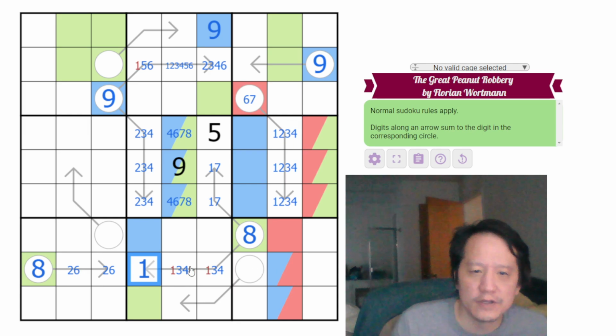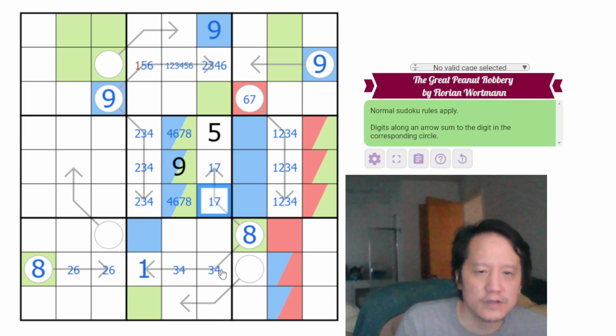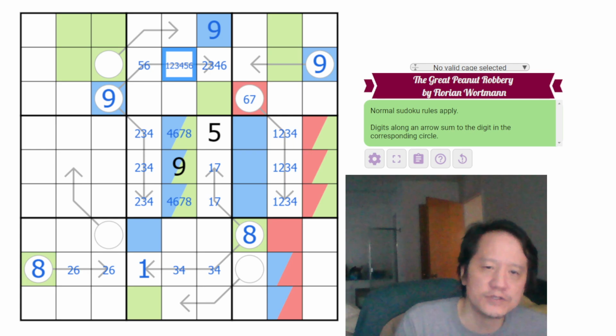Right, so that's 1. Neither of these can be 1. This can't be 1. This is 5 or 6, which 5 or 6 must have a 1, so this is 1. And then this has to be 2 or 3.